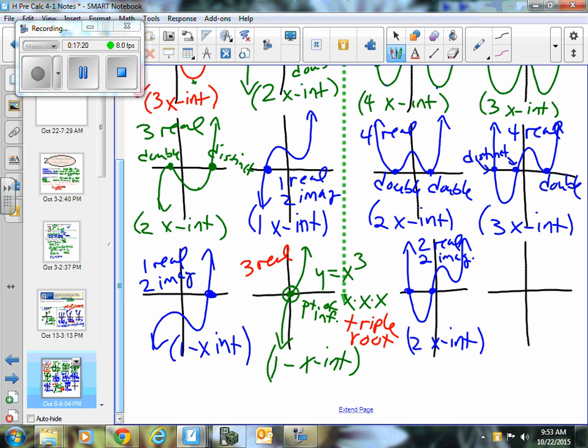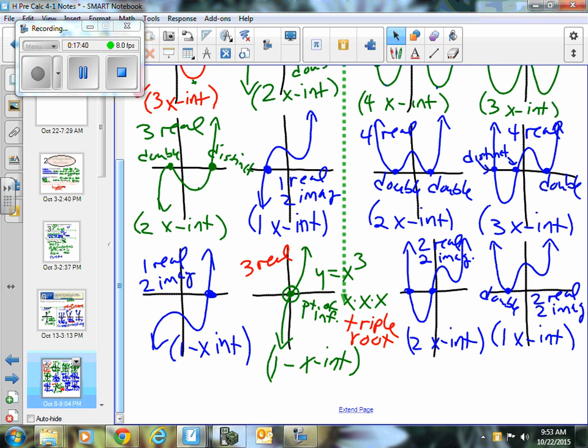What if you keep moving that graph up? I could just have something like this. That would still be a relative or an absolute minimum on there. Still be 2 real solutions, but I only have 1 x-intercept. But that would be 2 real solutions and 2 imaginary. The 2 real come from the double root.